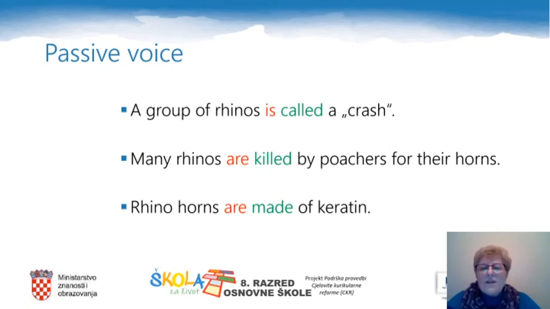A group of rhinos is called a crash. Many rhinos are killed by poachers for their horns. Rhino horns are made of keratin.